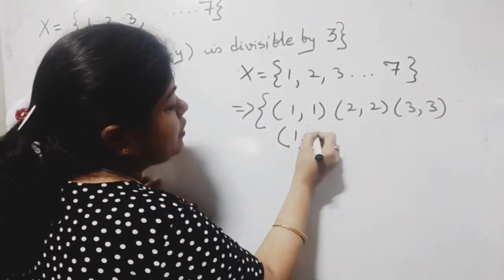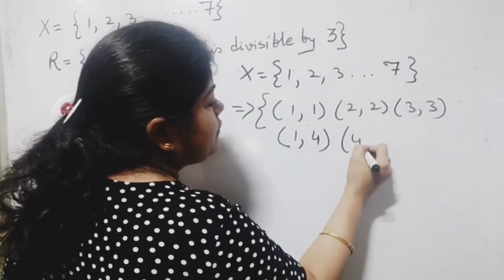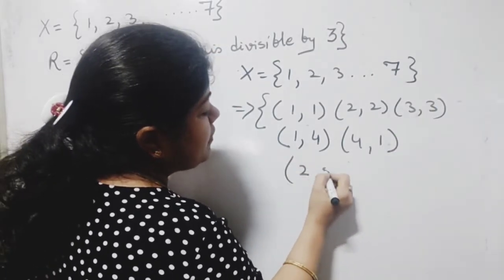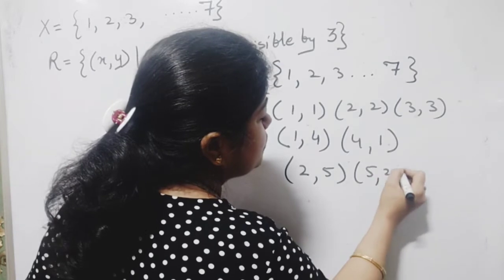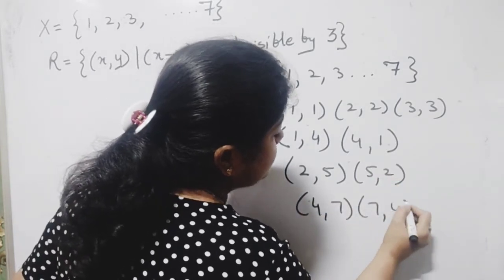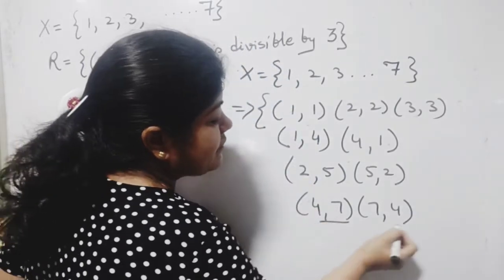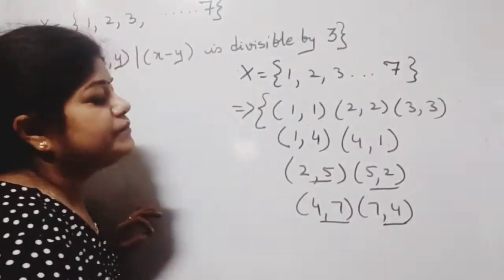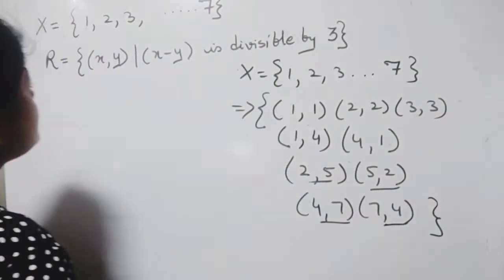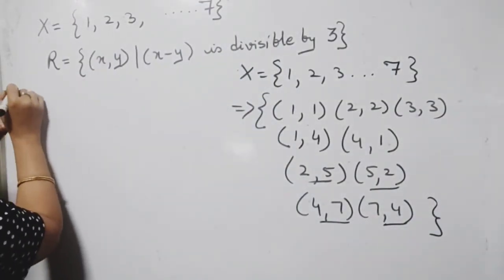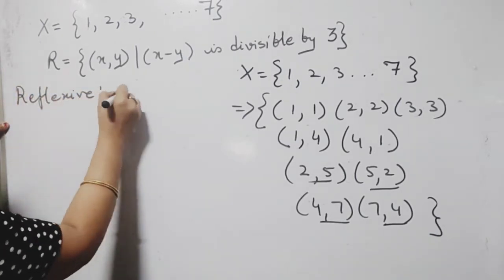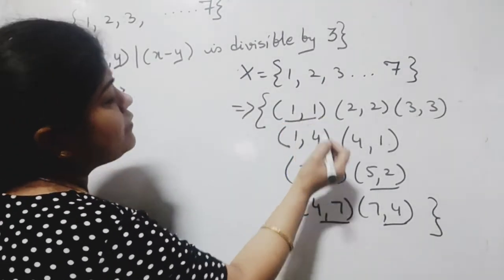So we can take ordered pair of 4, 1, then 1, 4, then similarly 2, 5, then 5, 2, then 4, 7, 7, 4. That means their differences must be 3. Okay. In this way, a lot of sets are maintained. So in order to prove this is reflexive or not, we have a set 1 and 1.